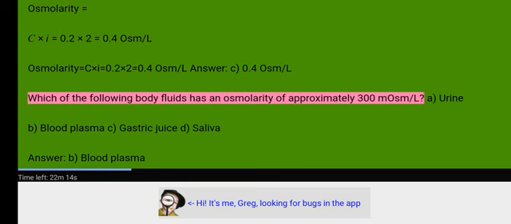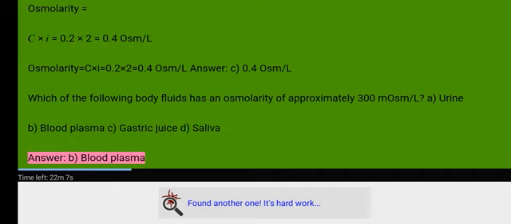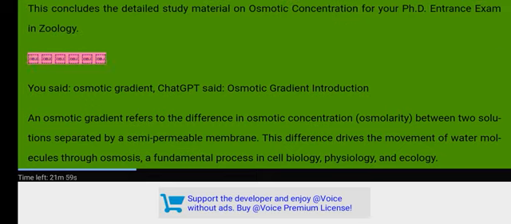Which of the following body fluids has an osmolarity of approximately 300 mOsm/L? A. Urine. B. Blood plasma. C. Gastric juice. D. Saliva. Answer: B. Blood plasma. This concludes the detailed study material on osmotic concentration for your PhD entrance exam in zoology.